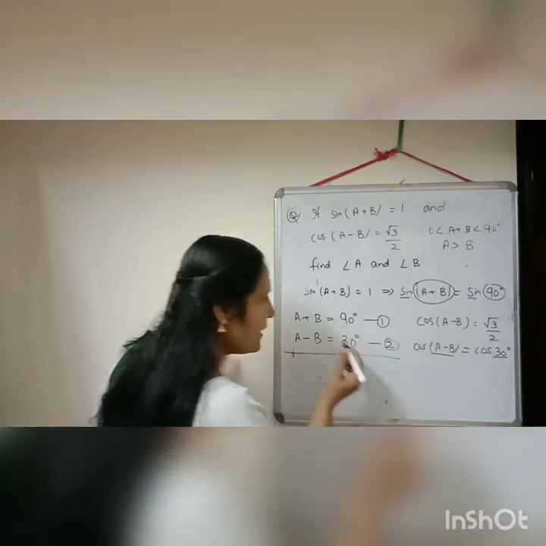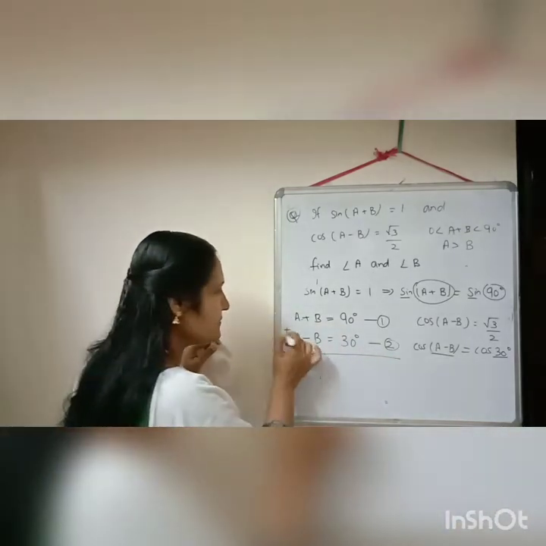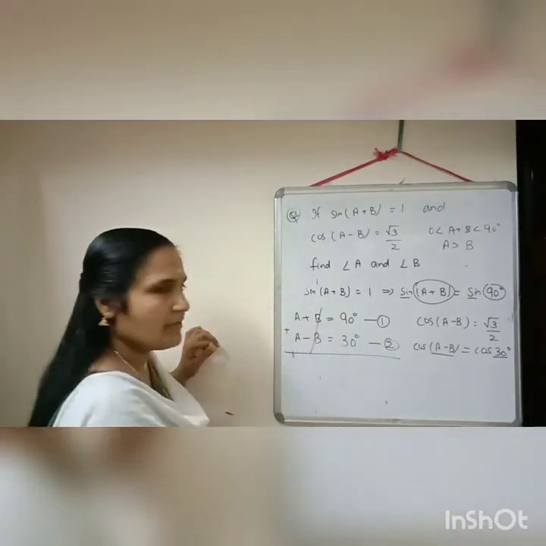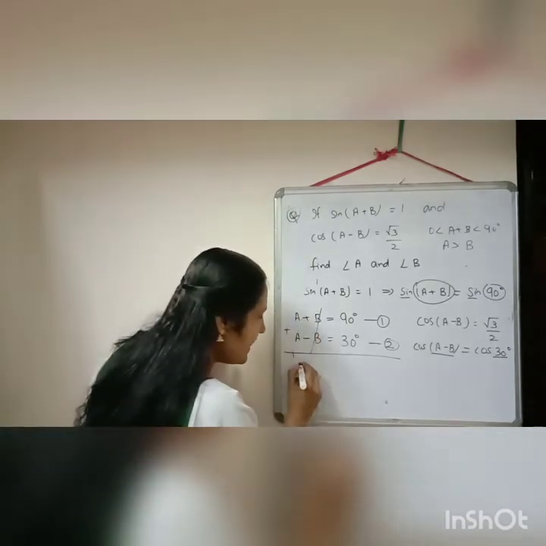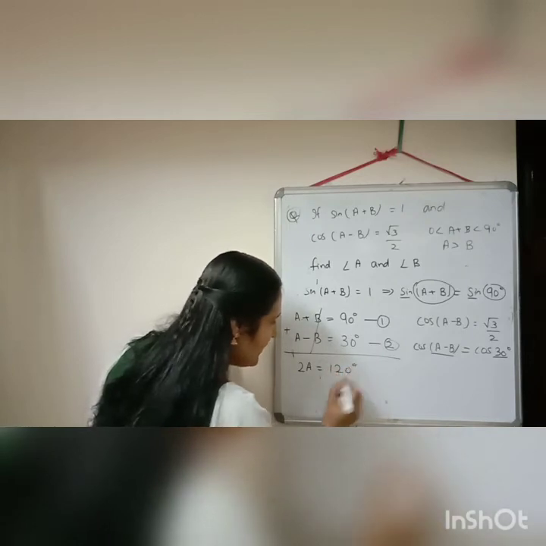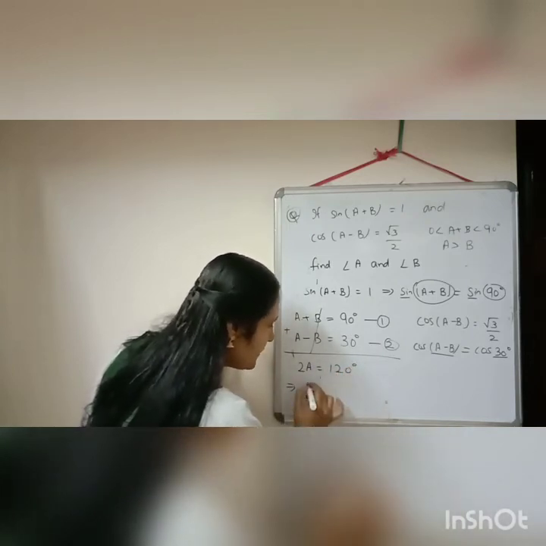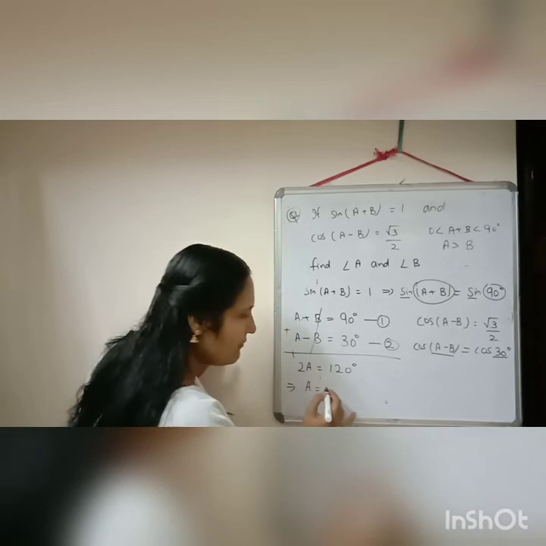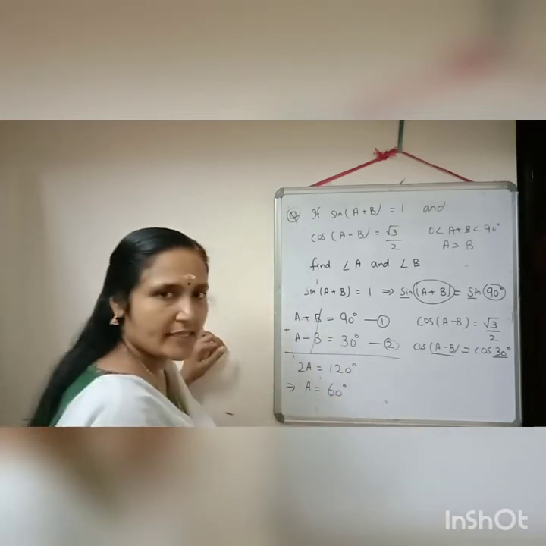What we can do? We can add the two equations. Then B and minus B will get cancelled. A plus A is equal to 2A. 90 plus 30 will come 120. So 2A is equal to 120. So from here A will come is equal to 60 degree.